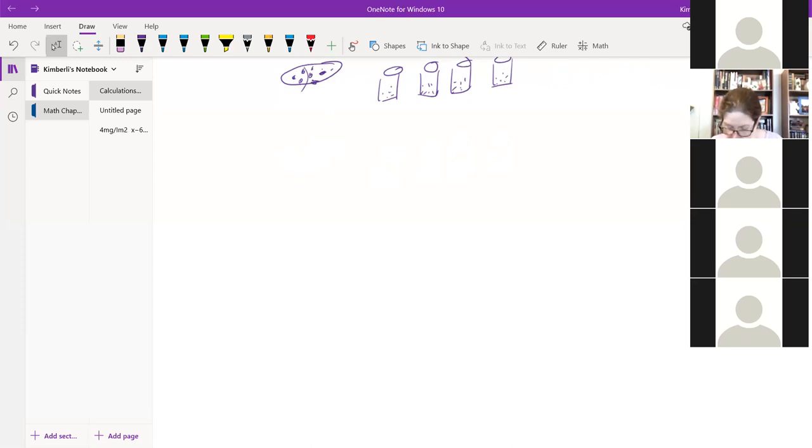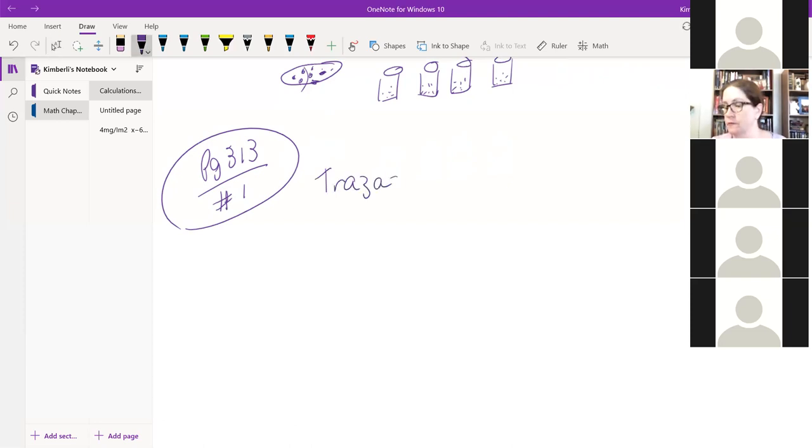Okay, let's look at your post-test number one on page 313. This is trazodone. The brand name is Desyrel, but you don't see Desyrel very often as a brand name. I don't even know if they make it anymore. They use it a lot as a sleeping pill because it's kind of a minor tranquilizer for anxiety, but it does cause a lot of sleepiness. So we don't necessarily use it just for that.